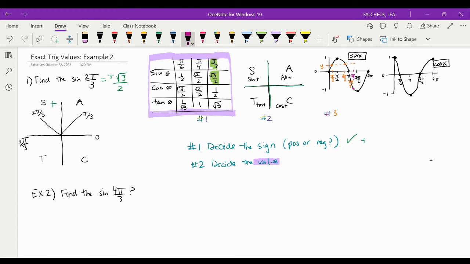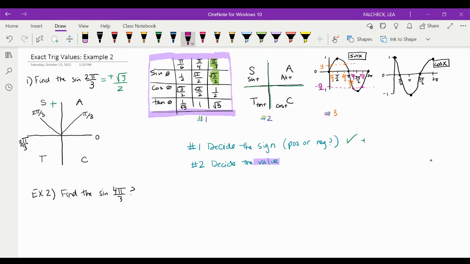And that would be a negative rad 3 over 2. Okay. And if you kept counting in increments of pi over 3, I would get to 5 pi over 3. And that would be right over here, assuming my graph was symmetric. It should be.